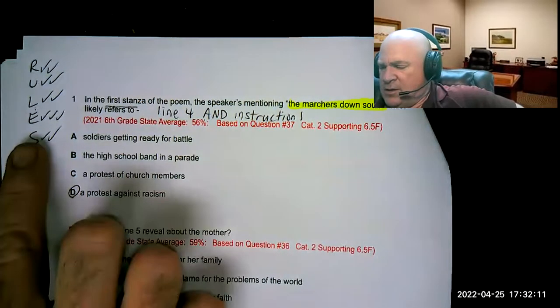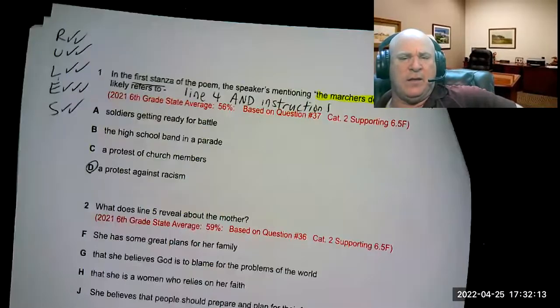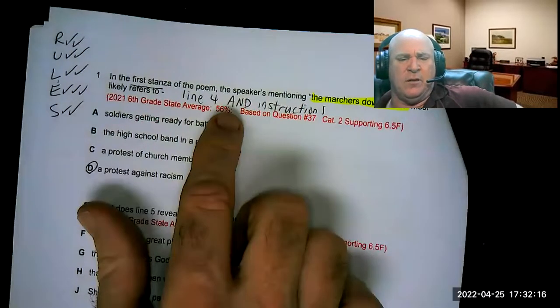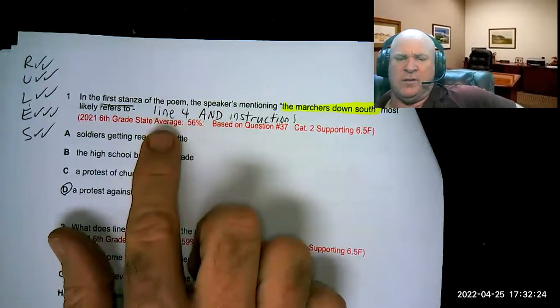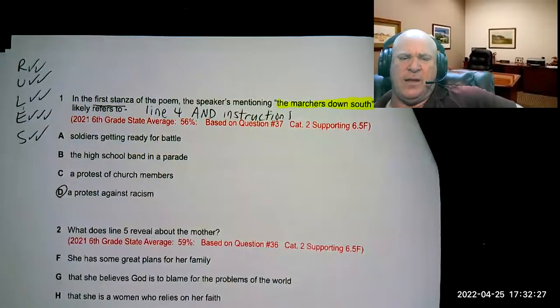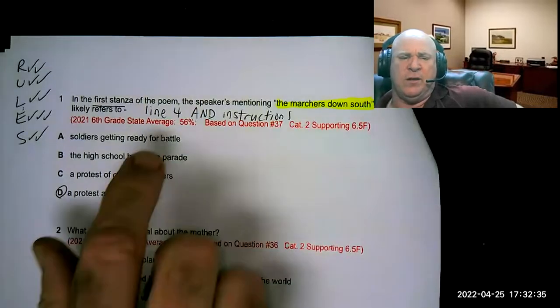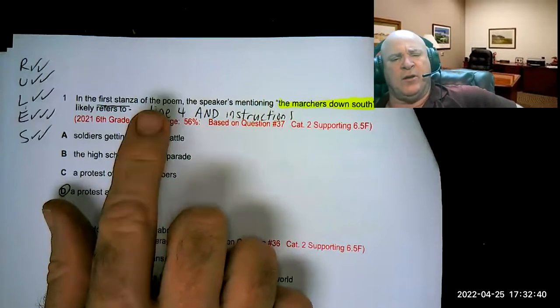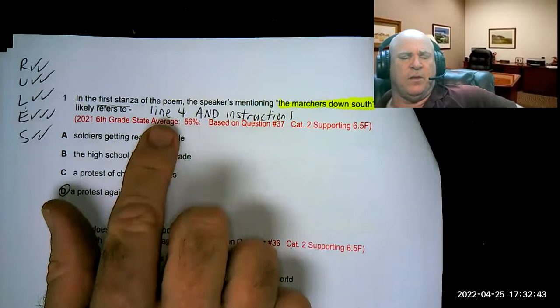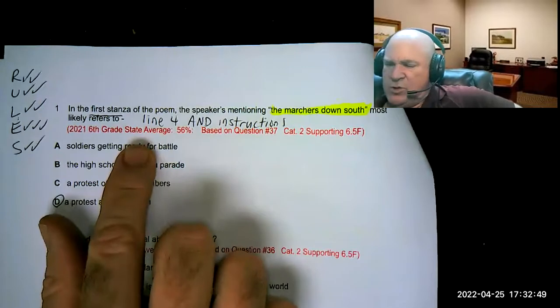So let's take a look and see how this one that has inferencing, that scored 56% in sixth grade based on question number 37, a supporting standard, which means that would be something that they would hopefully be able to get in fifth grade. But if the state does the same thing to the sixth graders that they did to the eighth graders, the students might not be able to infer enough about this detail if they don't read the instructions first. So let me show you what I did.